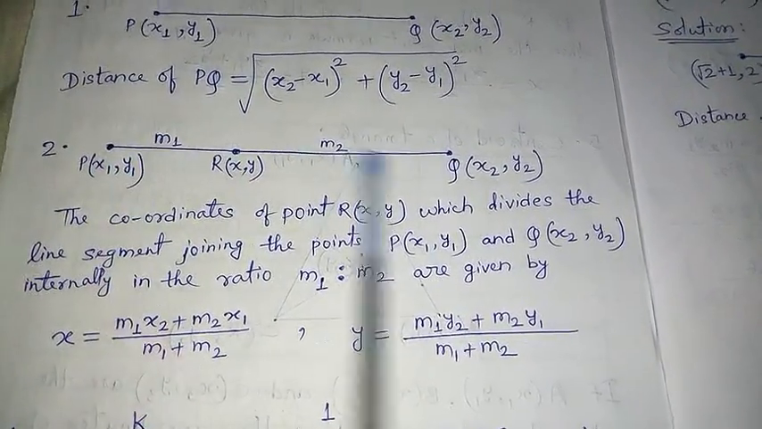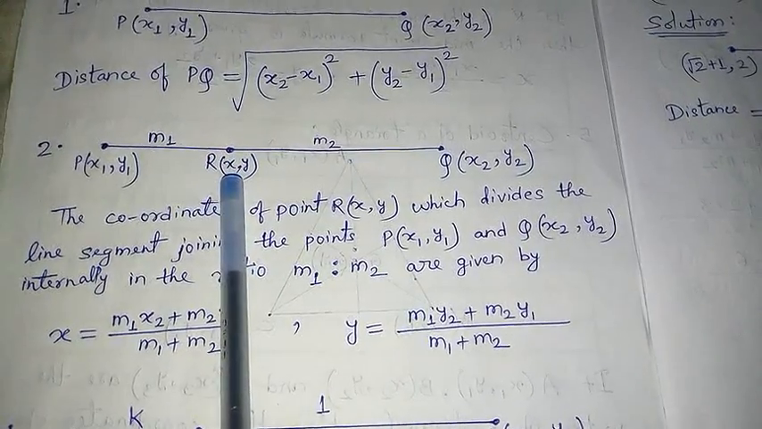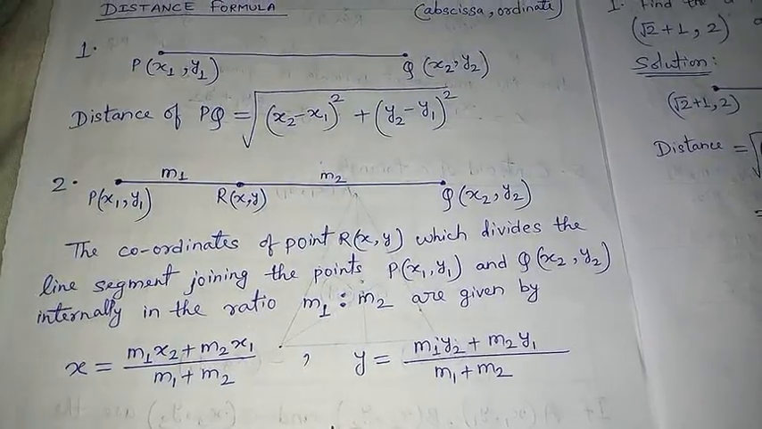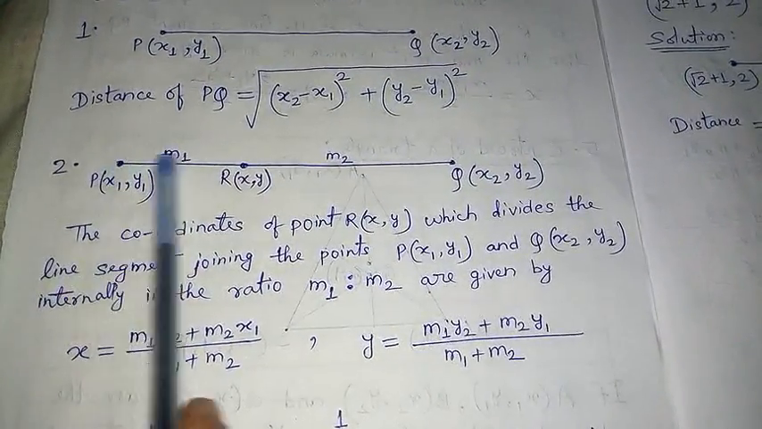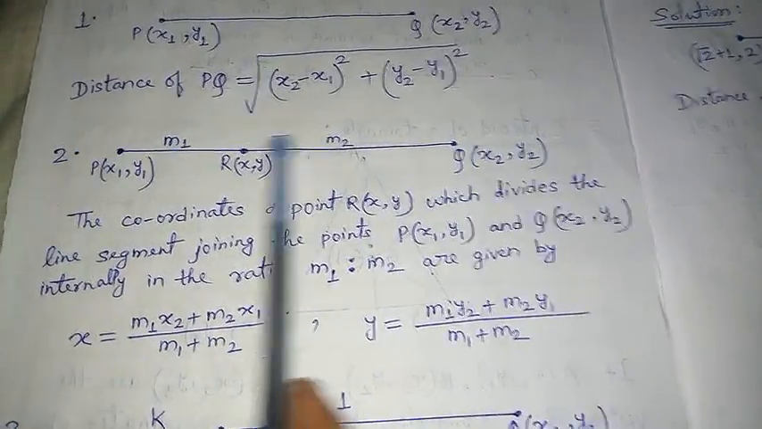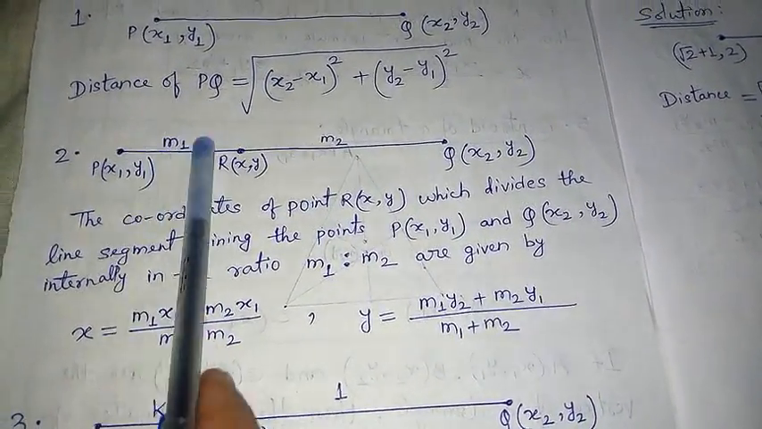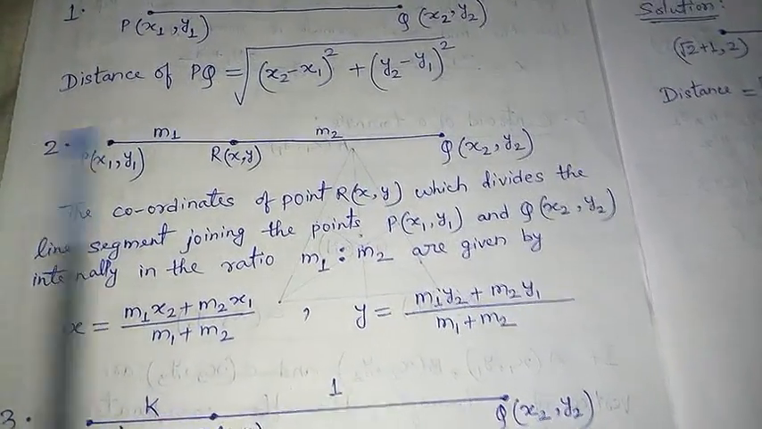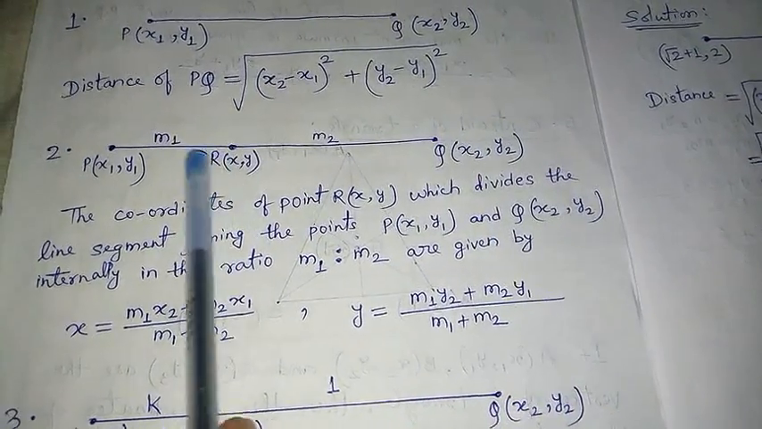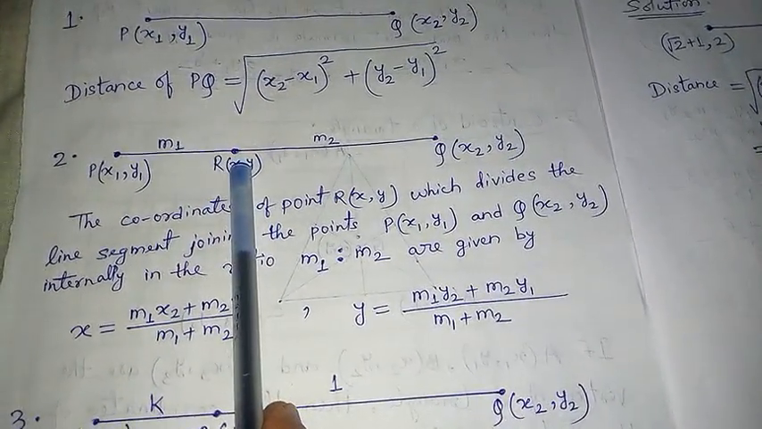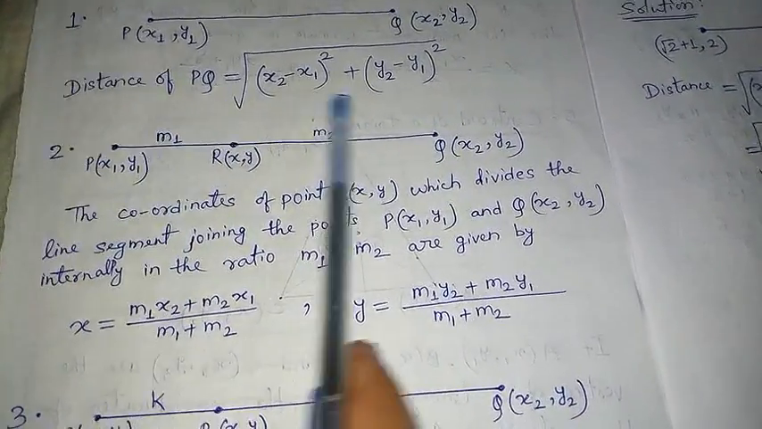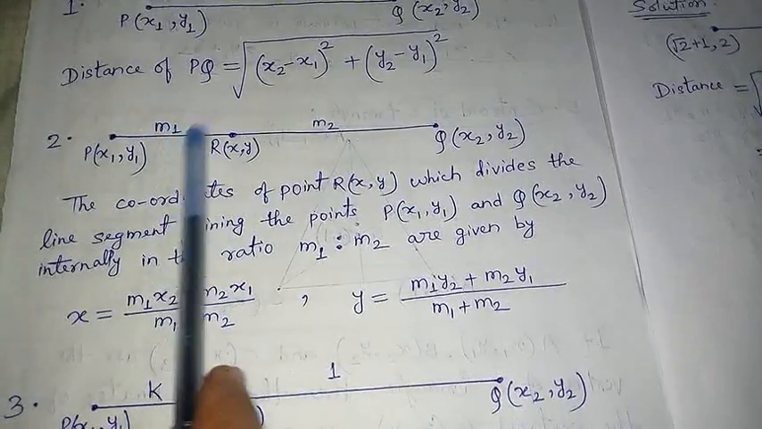So this is x1 y1, this is x2 y2, and this is x comma y. Now this is the ratio, m1 is to m2. Now what is the ratio? I will tell you. Suppose the length of this line is 7 units. Suppose 2 units is this side, 5 units is this side. That means the length of the straight line has been divided into 2 parts because of this point. The length of 7 has become 2 plus 5 because of this point. So this is called ratio.